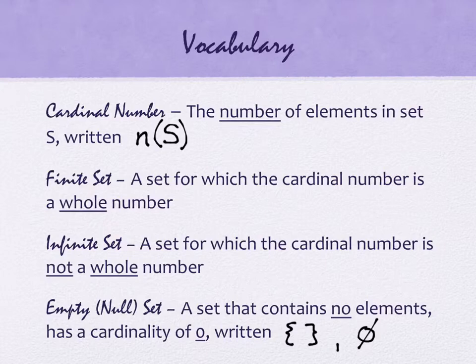So if you happen to be one of the people who like to write slashes through all your zeros, please don't. It has a different meaning for us. All right? It means the empty or the null set. It doesn't mean 0. It means set with nothing in it.